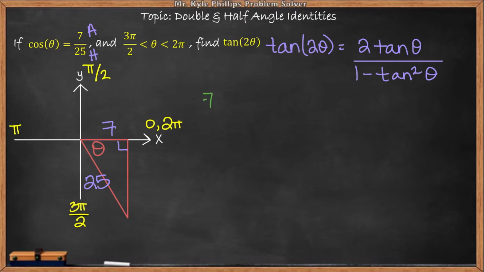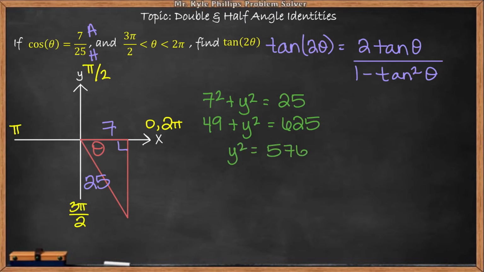So we have 7 squared plus y squared equals 25 squared. So here we have 49 plus y squared is going to equal 625, since 25 squared is 625. So now I'll subtract the 49. And that gives me 576. So y squared is equal to 576. And now I'll take the square root of that. And that's going to give me 24.